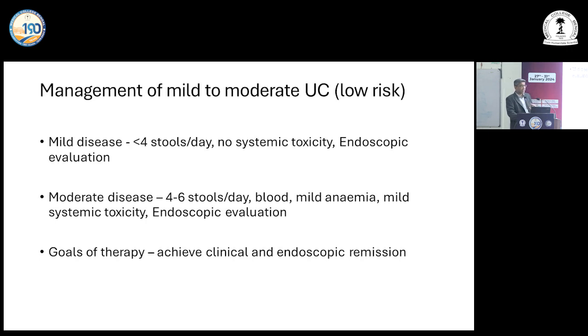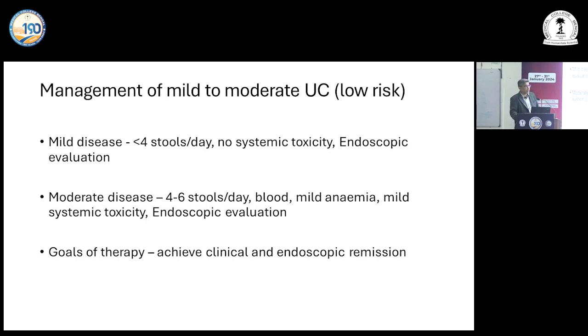So how do we define mild disease? Usually the stool frequency is less than 4 stools a day. There's no systemic toxicity. The patients don't have any fever, any other symptoms. At endoscopic evaluation, the colonoscopic evaluation actually shows mild disease.